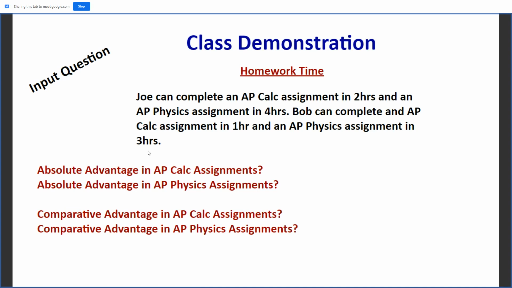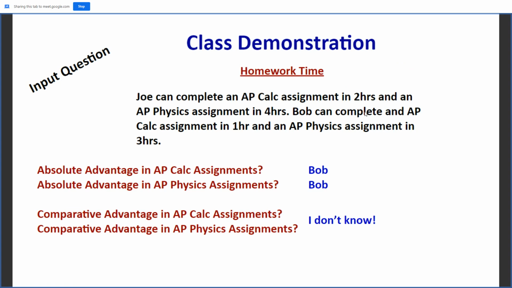So we want to find the person that can do it with the lowest amount of resources, in which case Bob's going to win them both, because it's going to take him 1 hour to complete the calc assignment versus Joe, who can do it in 2 hours, and Bob can get his physics assignments done in 3 hours, where it takes Joe 4 hours. So since Bob can do it faster over the course of a day, he's going to be able to complete more, with fewer inputs of production. But comparative advantage, what the deuce? How do I solve for this?